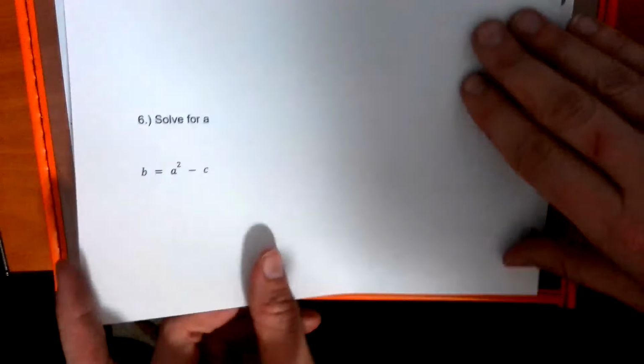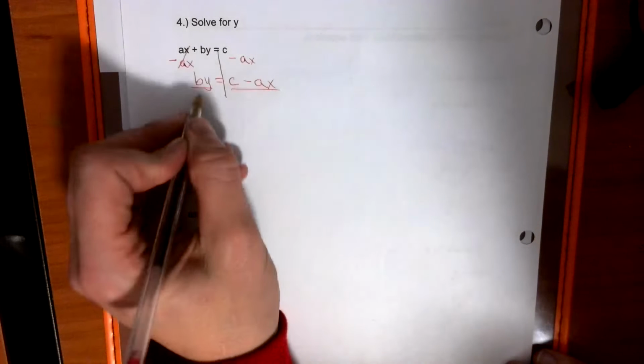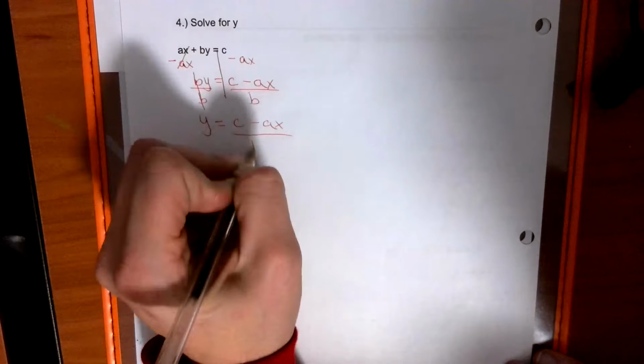Let's look at a few more. Solving for y at the top. Minus out the ax, so by equals c minus ax. We've got to get the y by itself, so we have to divide by the b. So y equals c minus ax over b.